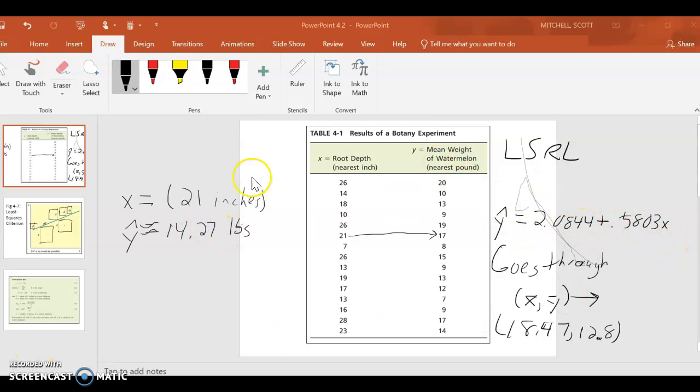So we're predicting. We're trying to predict things either in the future or even currently. What should we get? If I get a root depth of this, then this is my average weight. So you might say, well, who cares about that? Well, if I can get my plants to grow deeper, then I'm going to have my watermelons bigger. Right? So that's kind of the concept, the idea. So if you have any questions, let me know.